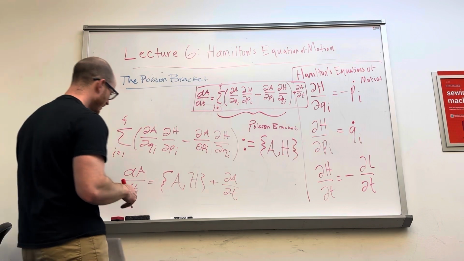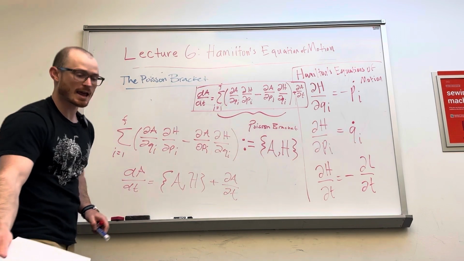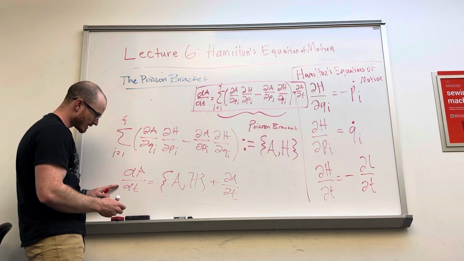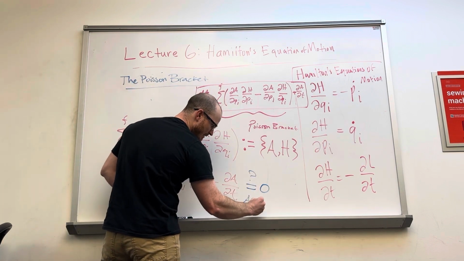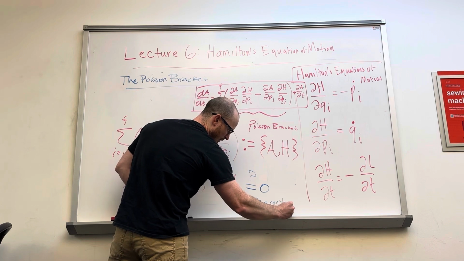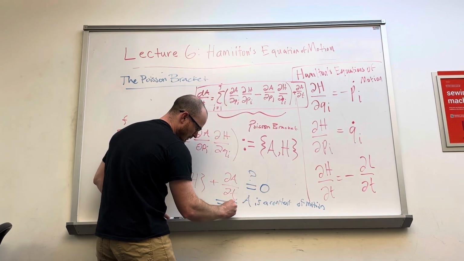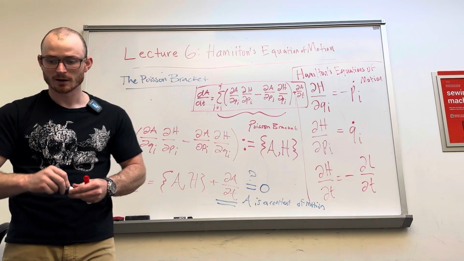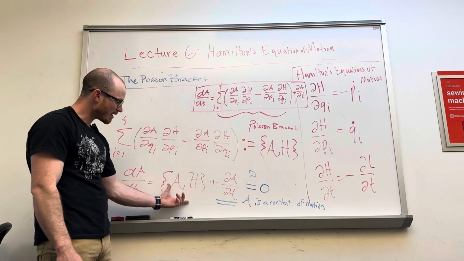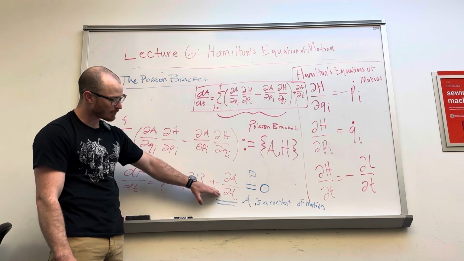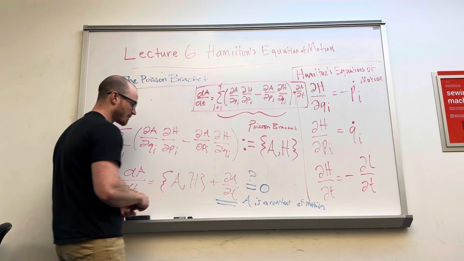Now, by definition, if dA dt is equal to 0, then what do we know about A? Well, we say that A is a constant of motion, right? Notice, that does not mean that partial A partial t is 0. Partial A partial t could be non-zero, and we could still have a constant of motion if this term canceled it out. So partial A partial t being 0 is not enough. The Poisson bracket of A and H plus partial A partial t must be 0 for A to be a constant of motion.